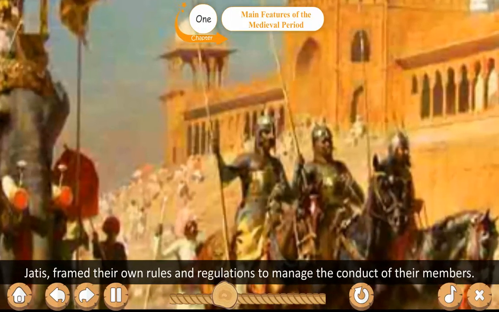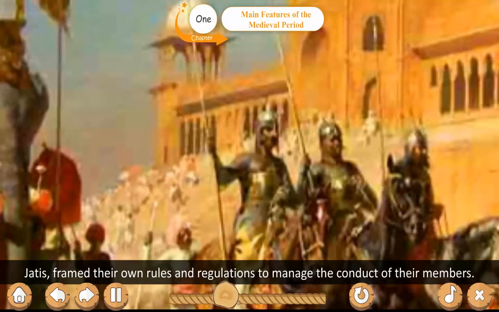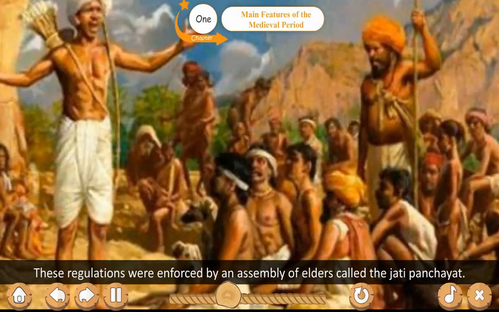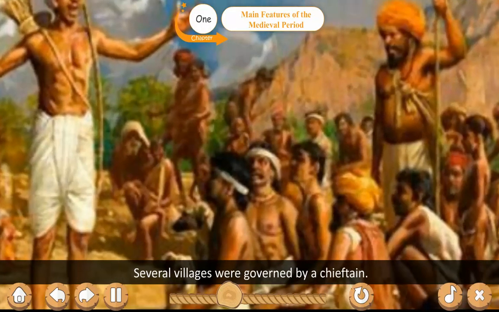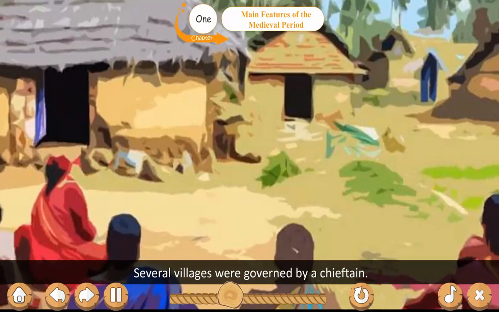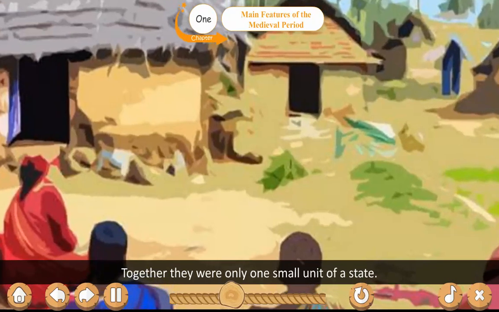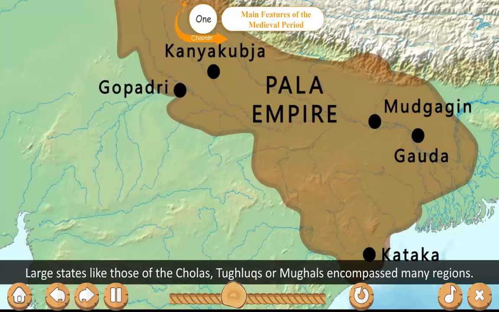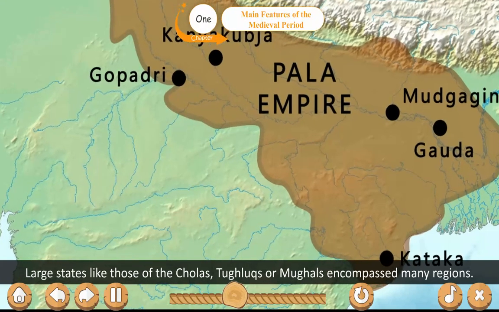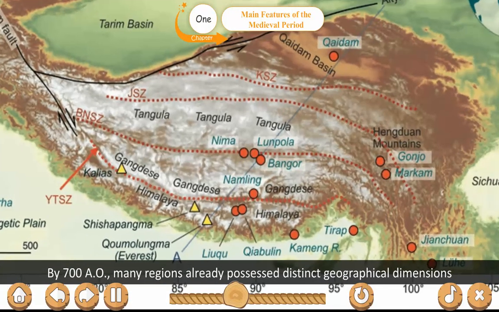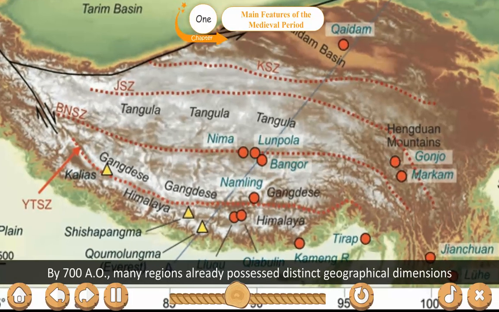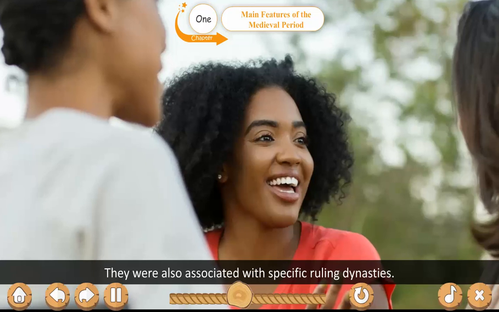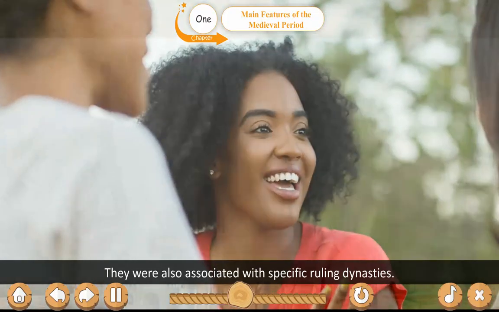Jatis framed their own rules and regulations to manage the conduct of their members. These regulations were enforced by an assembly of elders called the Jati Panchayat. Several villages were governed by a chieftain. Together, they were only one small unit of a state. Large states like those of the Cholas, Tughluqs, or Mughals encompassed many regions. By 700 AD, many regions already possessed distinct geographical dimensions and their own language and cultural characteristics. They were also associated with specific ruling dynasties.